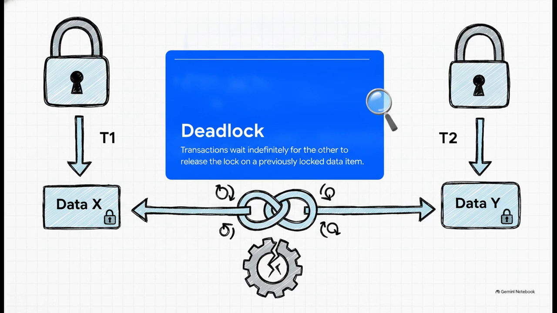That's multiple users trying to update the exact same data at the exact same time. If this isn't managed, it leads to a deadlock. Imagine transaction 1 locks data X and needs data Y, while transaction 2 locks data Y and needs data X. They're just going to wait for each other forever. This is often referred to as a deadly embrace. To prevent complete system gridlock, your database architecture requires strict concurrency control mechanisms.